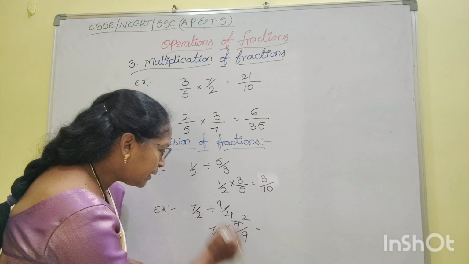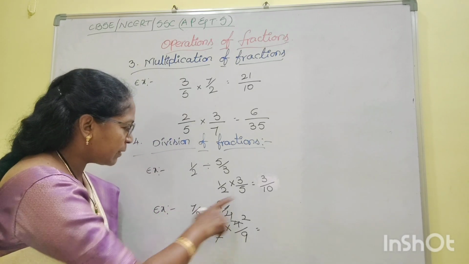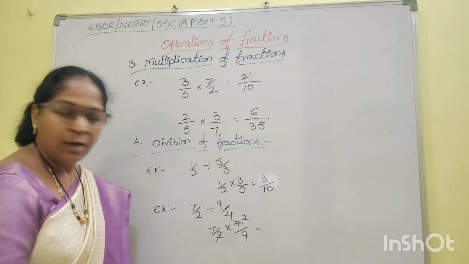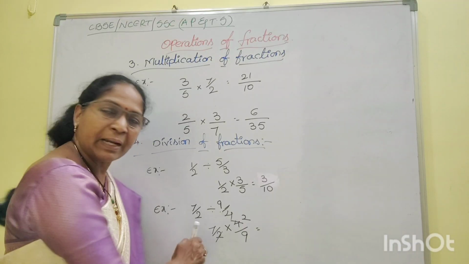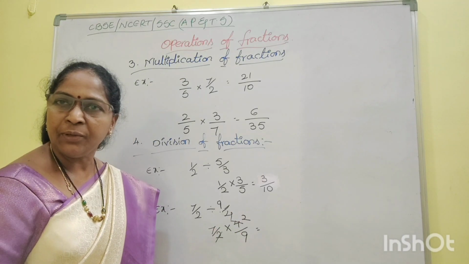Now, are any other cancellations available here? Is it possible to cancel? You just have to check once. No. Why? Because 7 is a prime number, 9 is an odd number, and 2 is an even number. No, you can't do anything.